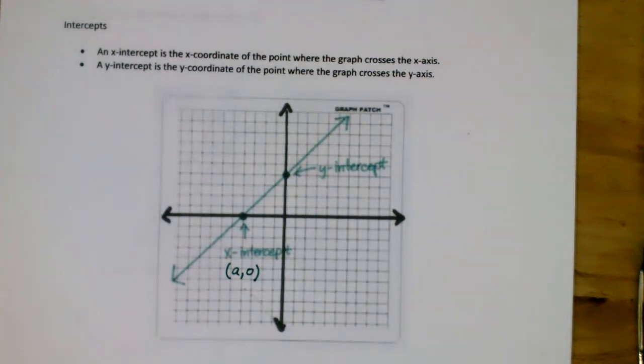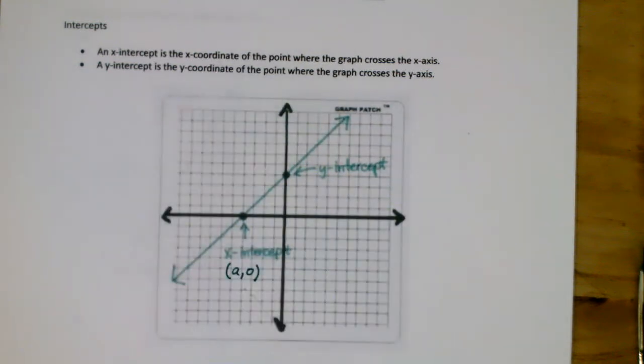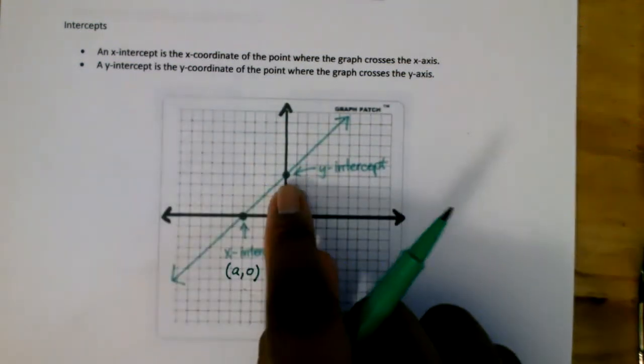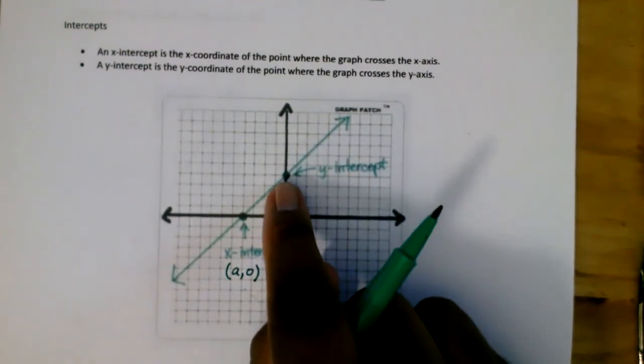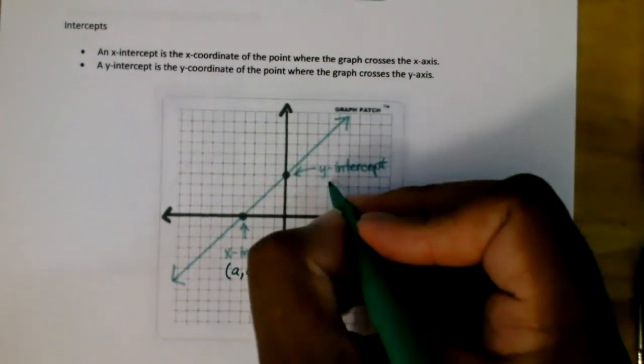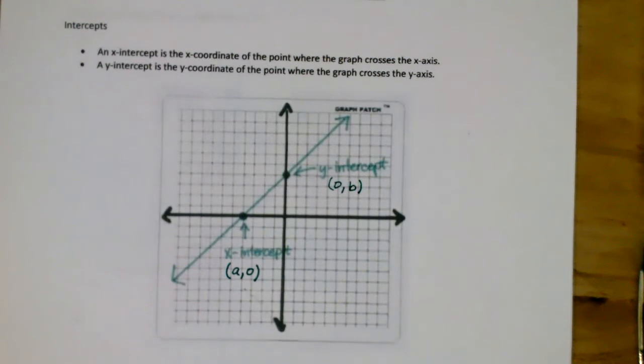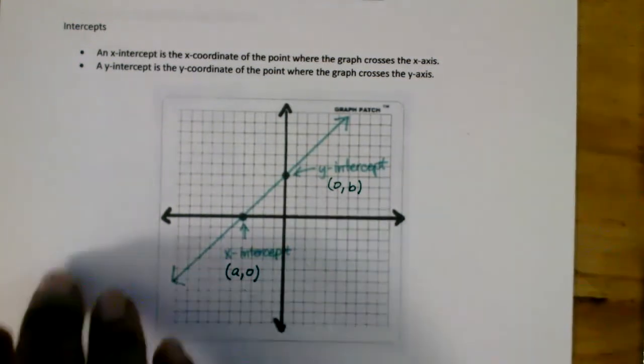And the y-intercept is going to be the y-coordinate of the point where the graph crosses the y-axis. So this line crosses the y-axis at this point. We call that the y-intercept. And usually the ordered pair for that would be 0, b. b is going to be the point where it crosses the y-axis. And for a, 0, a is the x-coordinate where this line crosses the x-axis. Okay.